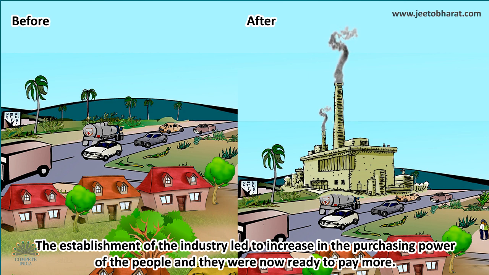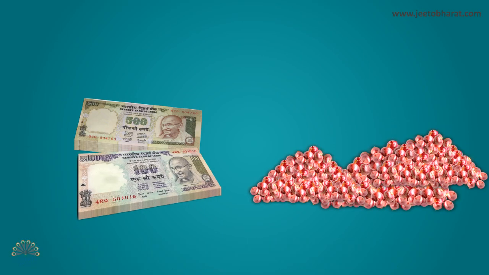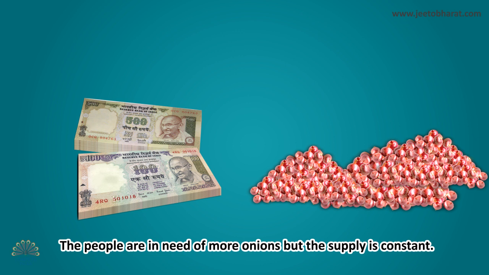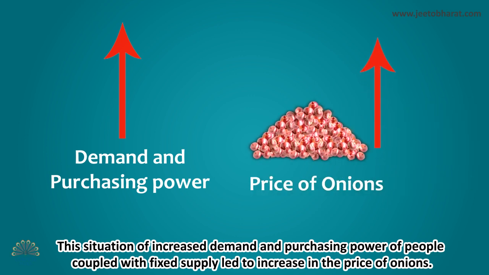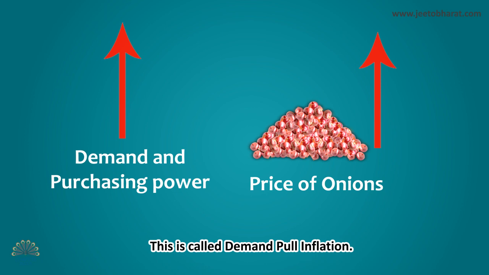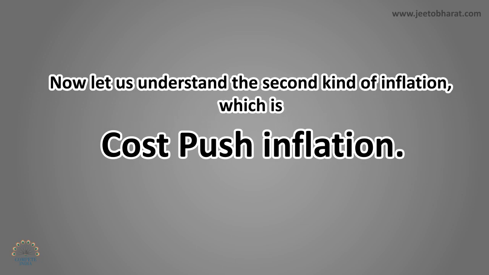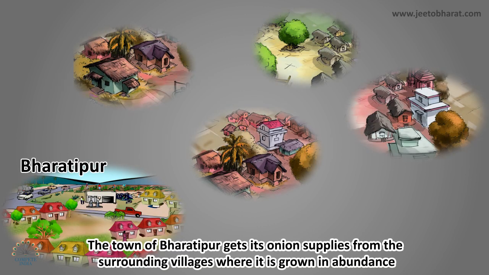The establishment of the industry led to increase in the purchasing power of the people, and they were now ready to pay more. The people are in need of more onions, but the supply is constant. This situation of increased demand and purchasing power of people, coupled with fixed supply, led to increase in the price of onions. This is called demand-pull inflation.